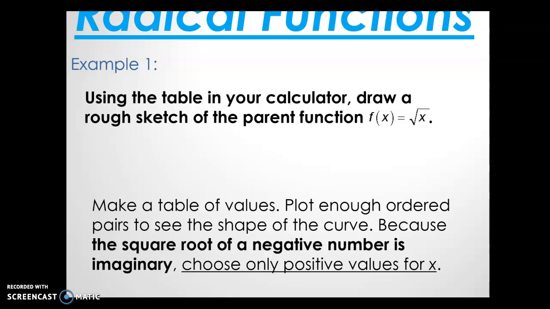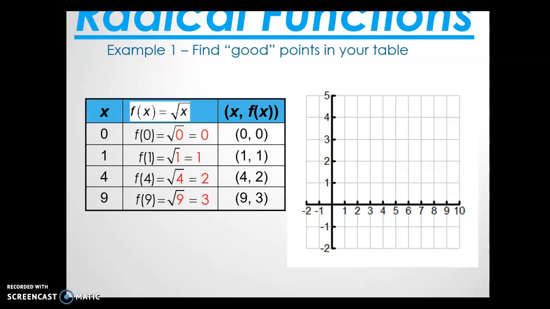Plot enough ordered pairs to see the shape of the curve. Choose only positive values for x. Okay, here's the points I told you about. Find good points in your table. There it is.